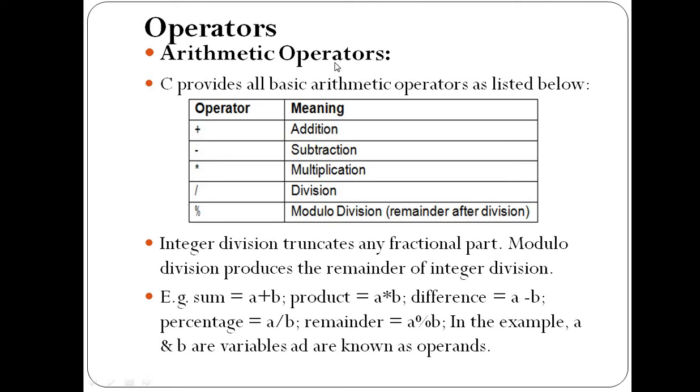For arithmetic operators, how many operands are required? Compulsorily 2 operands. Without two variables, we cannot perform an arithmetic operation. So, to use the arithmetic operators, how many operands are required? Compulsorily 2. So, understood what the arithmetic operators used in C are? Addition, subtraction, multiplication, division, and modulo division.